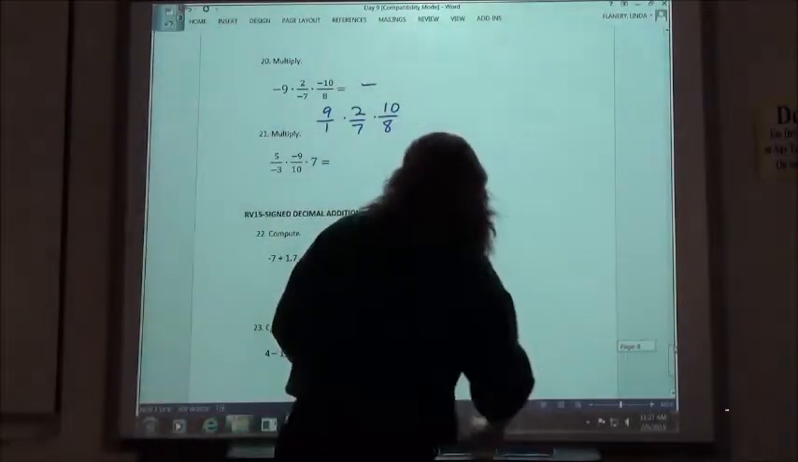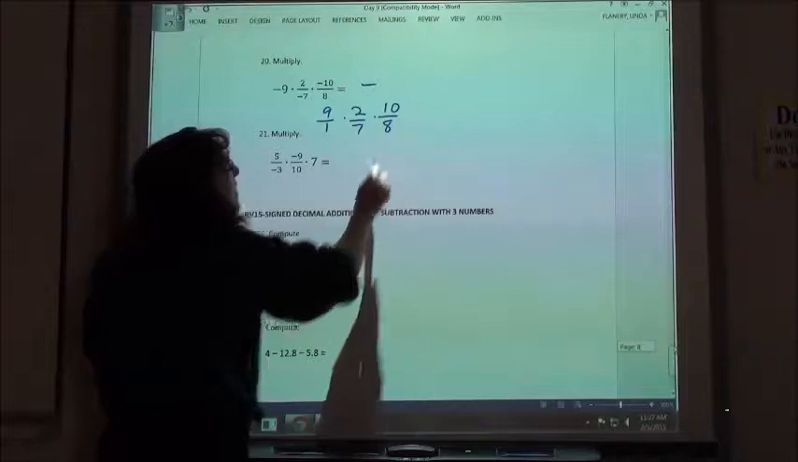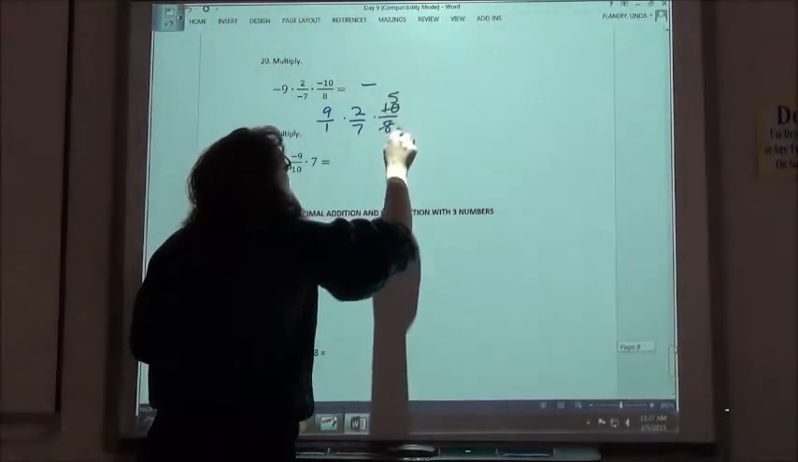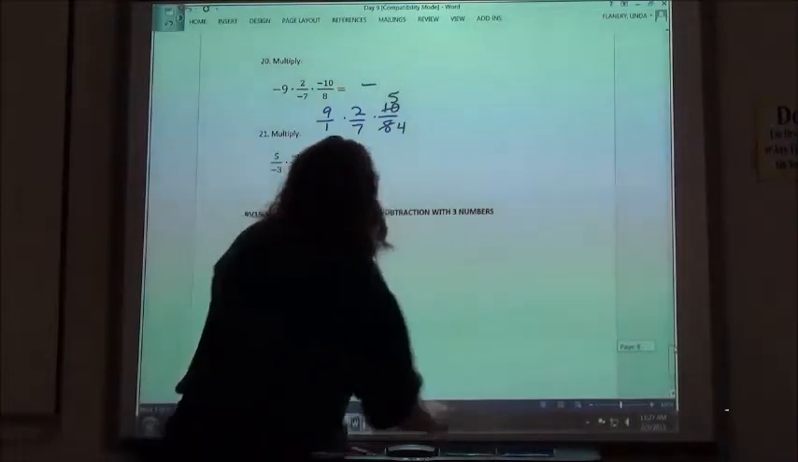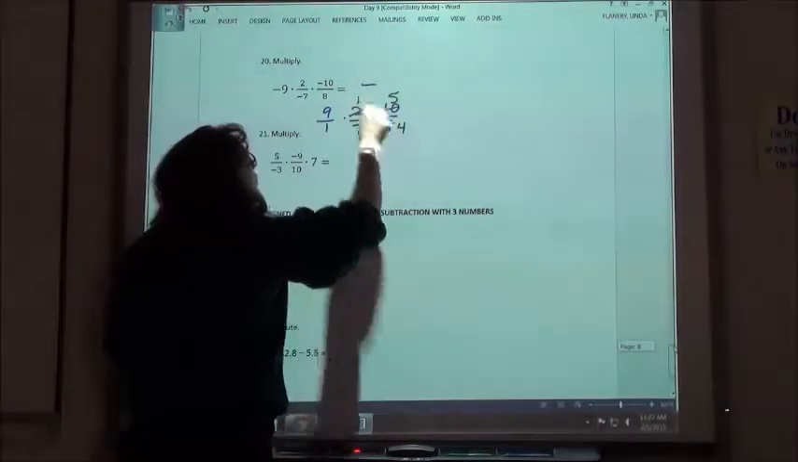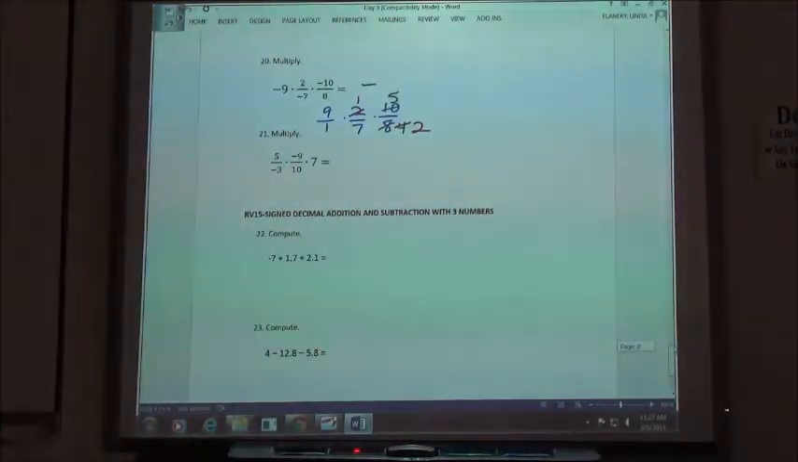I'm then going to do some reducing. Well, I might do this. 10 over 8 I can reduce down. That's going to be 5 over 4. And then I look and say, oh, I can reduce that even more. 2 goes in here once and into here 2 times. And so now I can't do any more reducing.